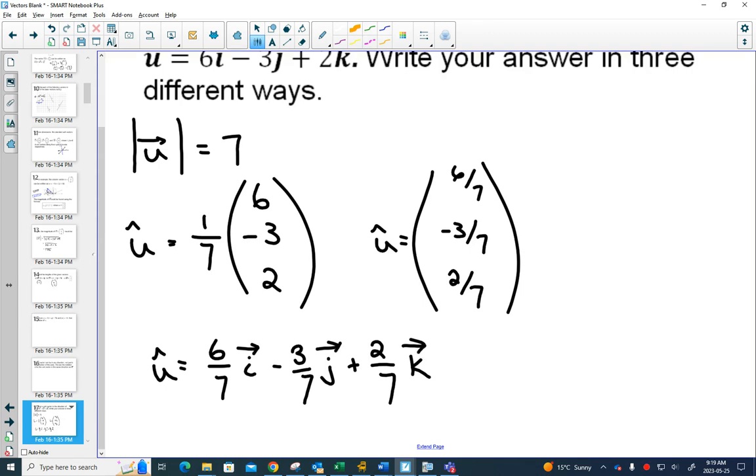I got lazy. I did only half arrows. Old habits. You could write it that way as well.